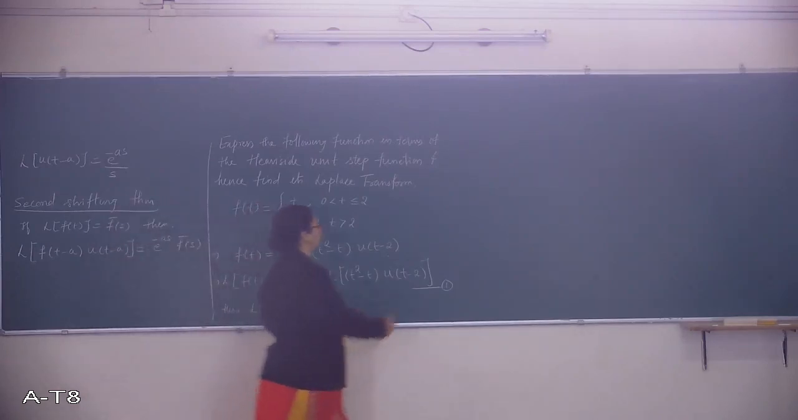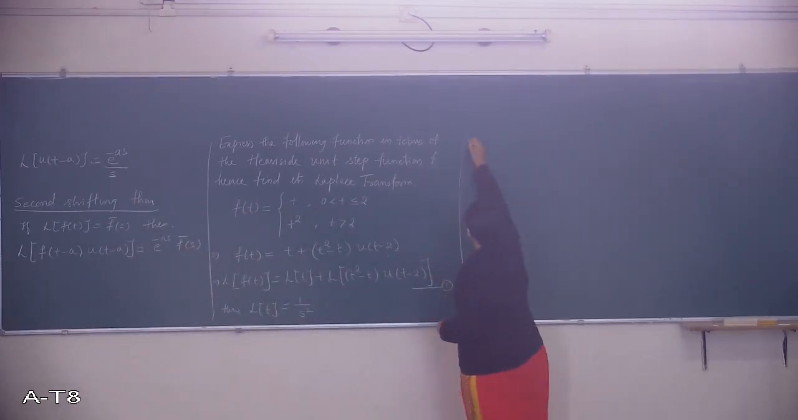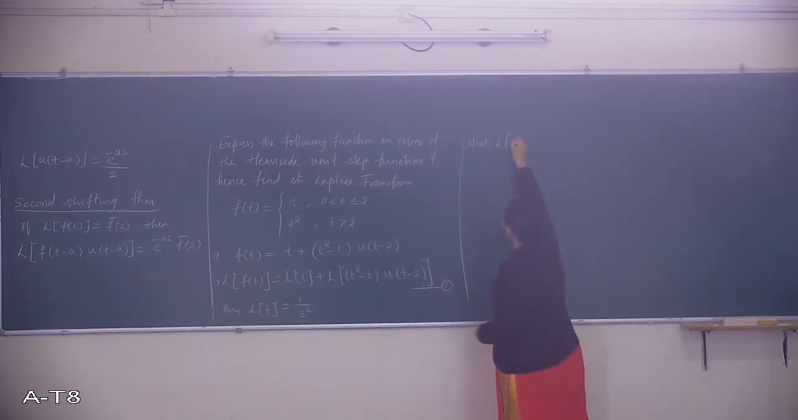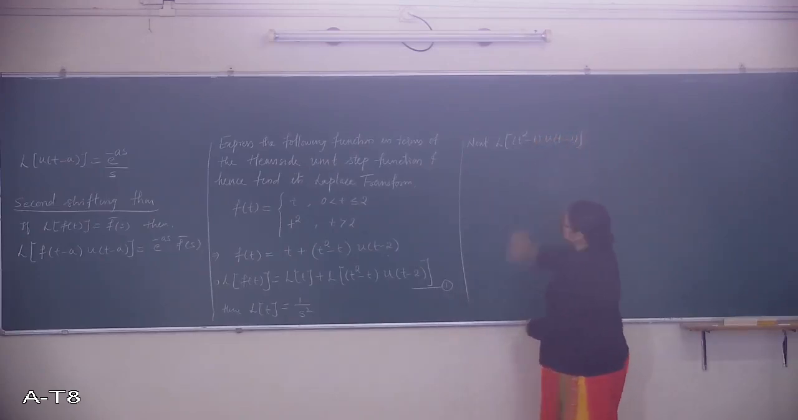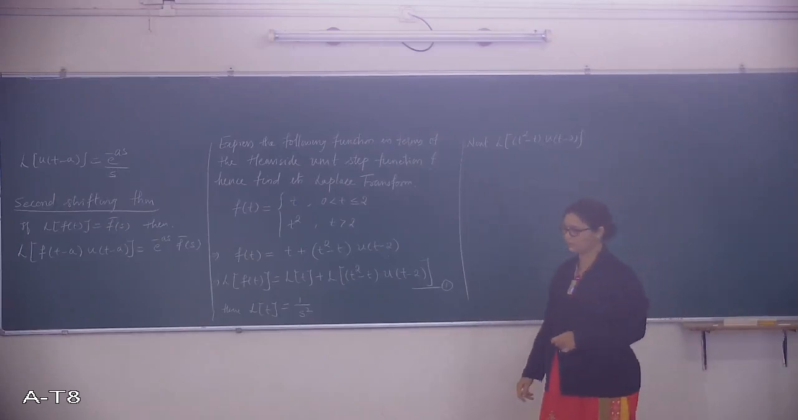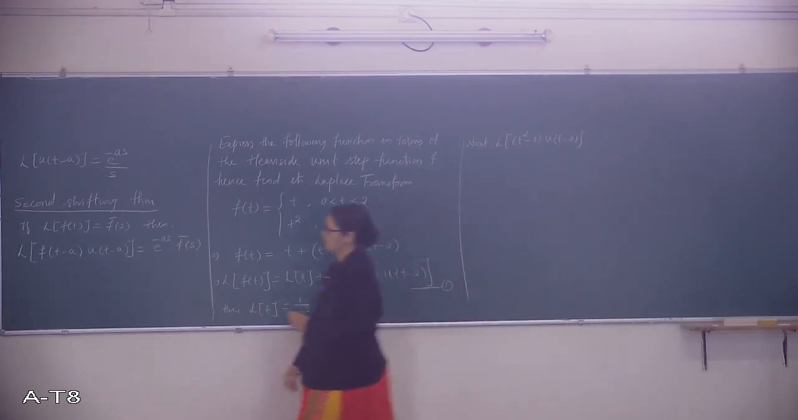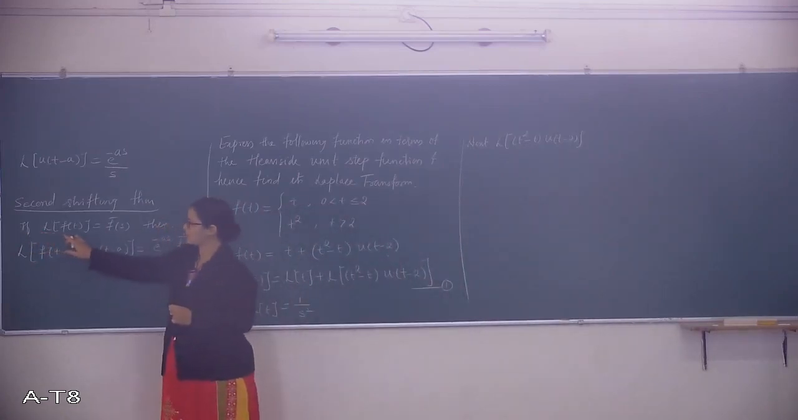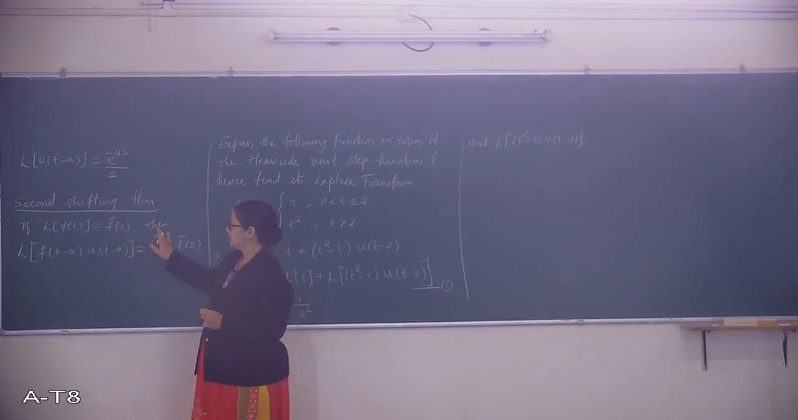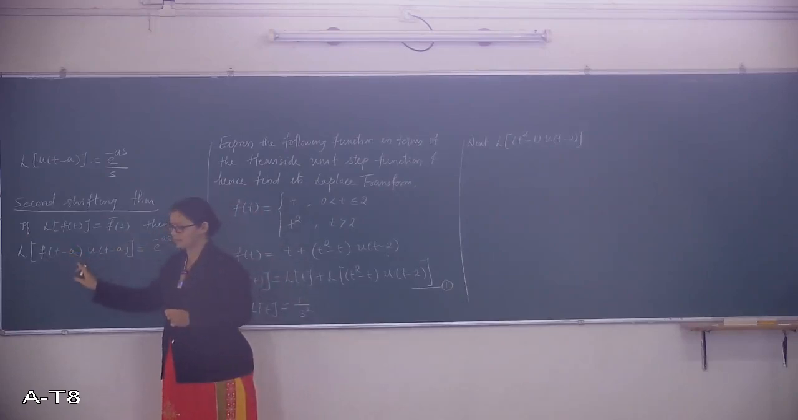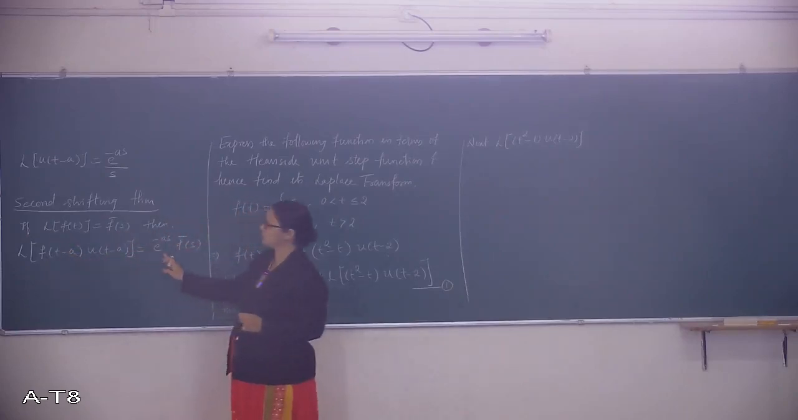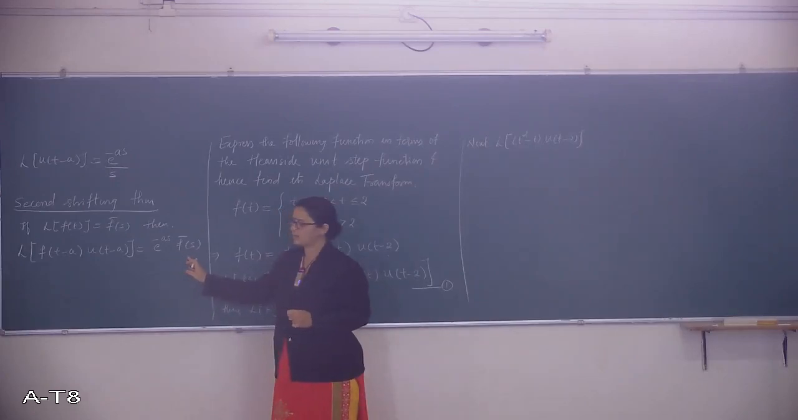Now we go for the next, Laplace transform of t square minus t into u of t minus 2. Now we have to find Laplace transform of this. Okay, so if you see the second shifting theorem, what it states is: if Laplace transform of f of t is f bar of s, then Laplace transform of f of t minus a into u of t minus a is equals to e to the power minus as into f bar of s.